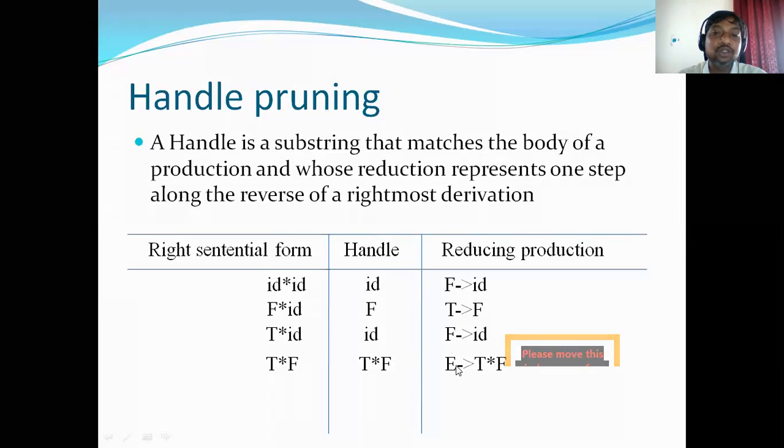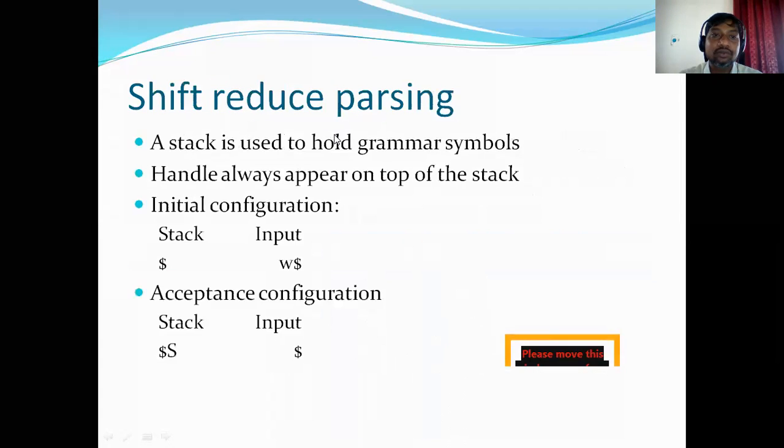If E happens to be the starting symbol of the grammar, then we can say this right sentential form id * id is a valid string. So this process is called handle pruning. Now let us see how it happens in shift reduce parsers, how to identify the handles and how to proceed.